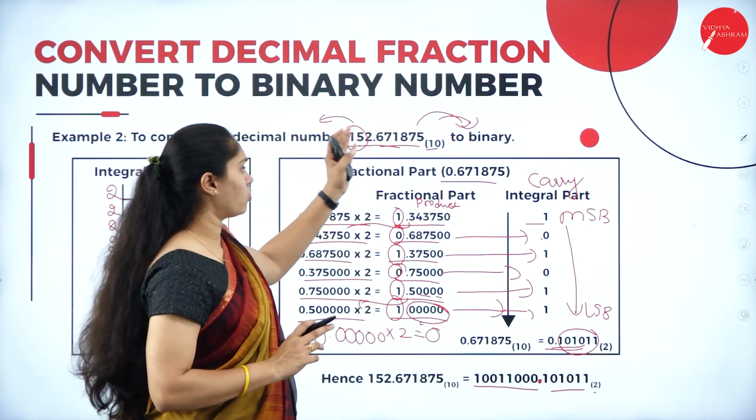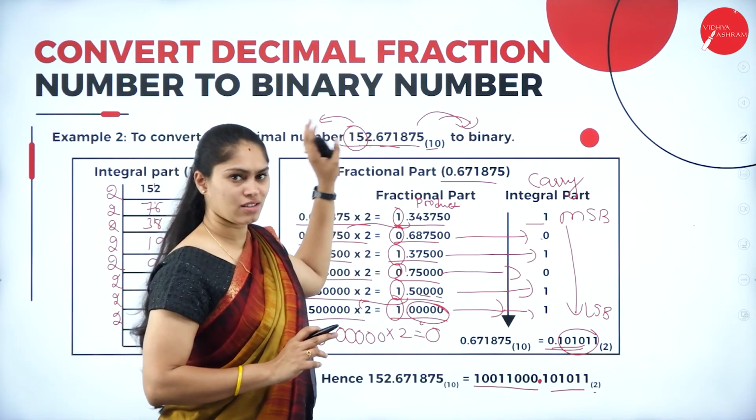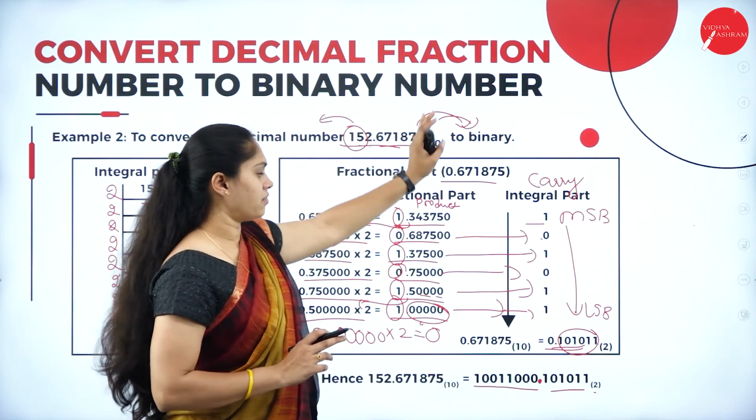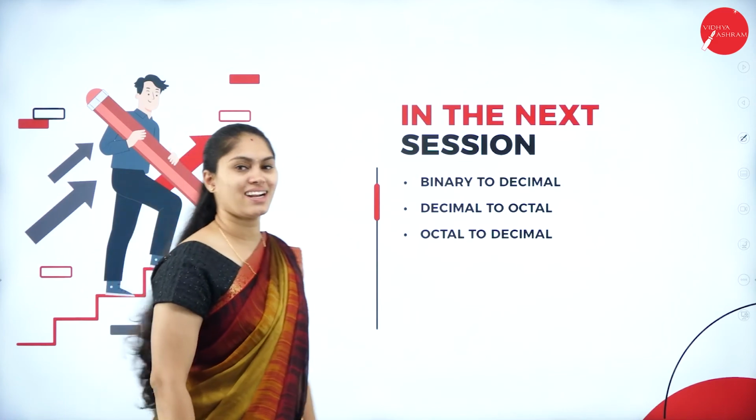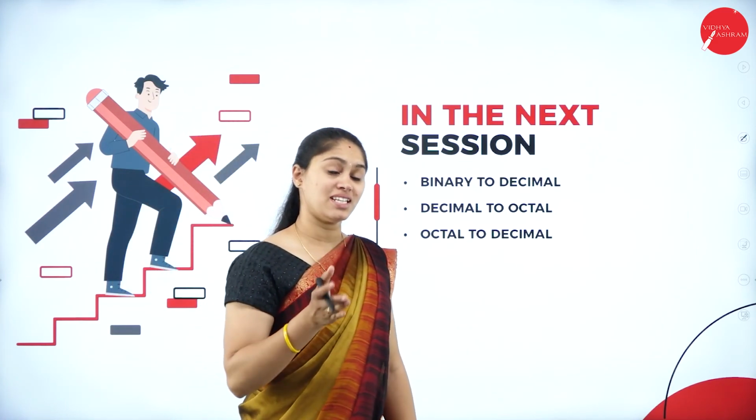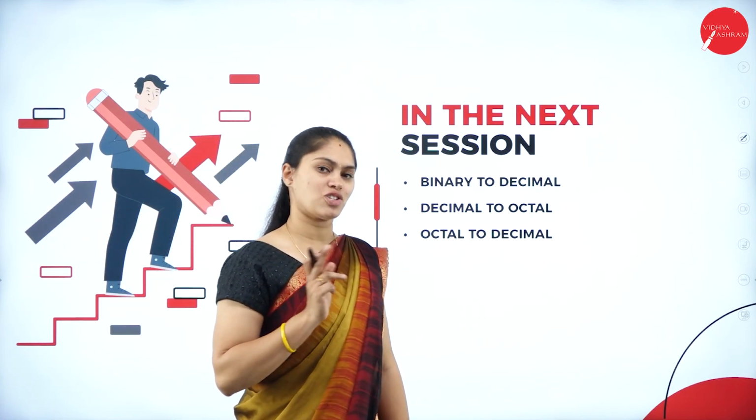The values in decimal are only combinations from 0 to 9, and they will be converted into zeros and ones. I hope you all understood this conversion from decimal to binary and decimal fraction to binary.